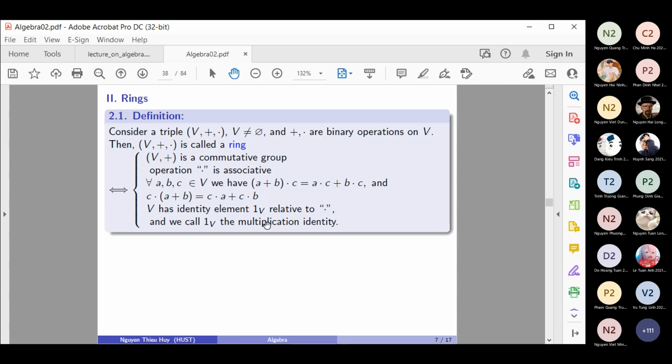And the last thing is V has an identity element. This means a neutral element related to the multiplication. Related to this multiplication, we denote it by 1V as usual, and we call this 1V the multiplication identity or multiplicative identity.